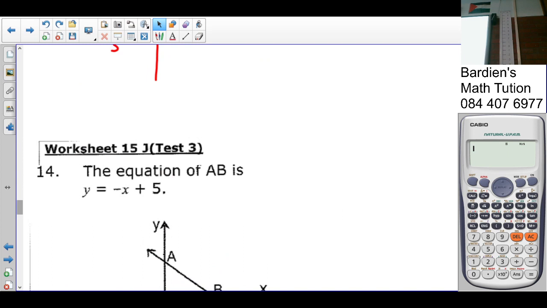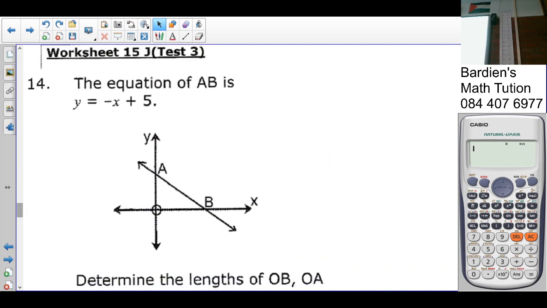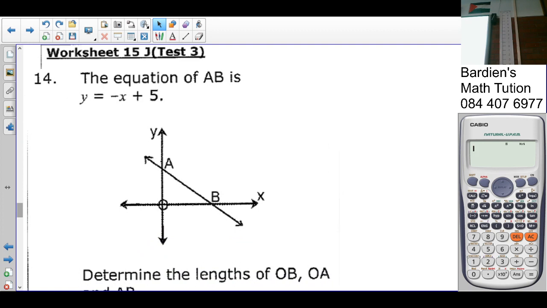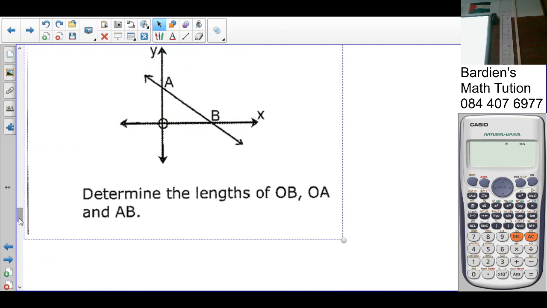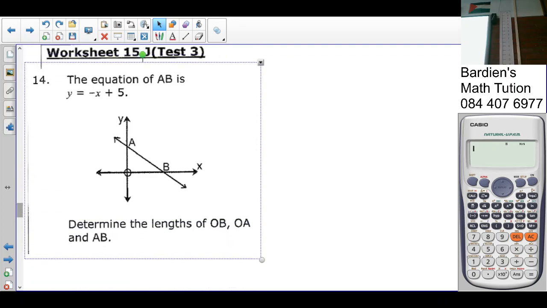That brings us to 15J. In 15J, I'm not going to do the whole worksheet. I'm just going to look at 2 sums out of this worksheet to wrap this up. The question says, the equation of AB is y equals negative x plus 5. Determine the length of OB, OA and AB.